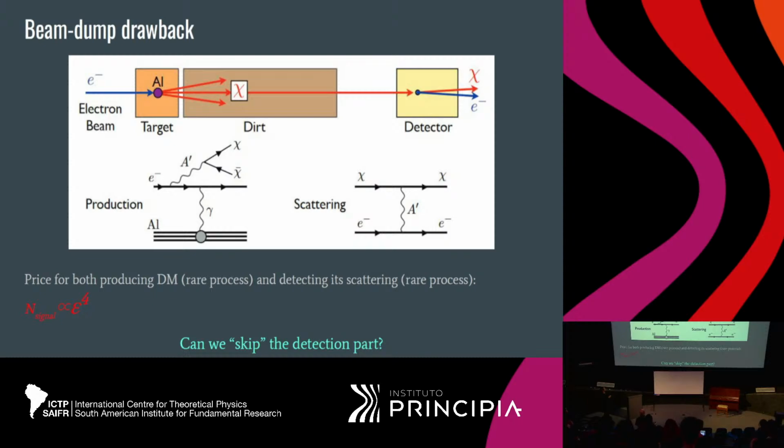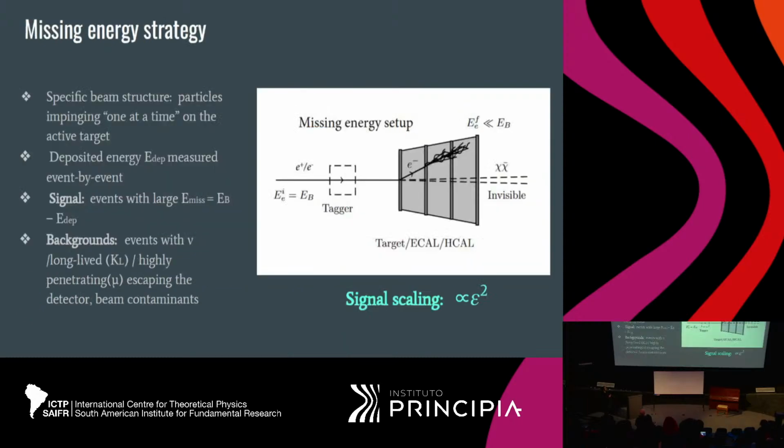So at the end of the day, the number of events you can expect in a beam dump experiment searching for light dark matter scales as epsilon to the fourth power. This means that, for example, if you reach some part of the parameter space and you want to go down by an order of magnitude in epsilon, you need 100 times the statistics. So is it possible to skip the second part of the process? Do you really care to detect the dark matter scattering in your detector? The answer comes with the so-called missing energy technique.